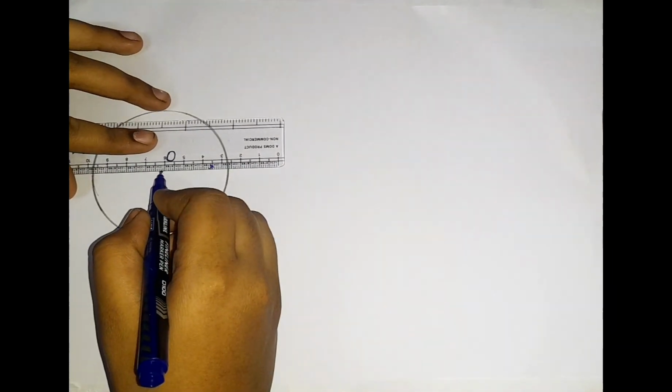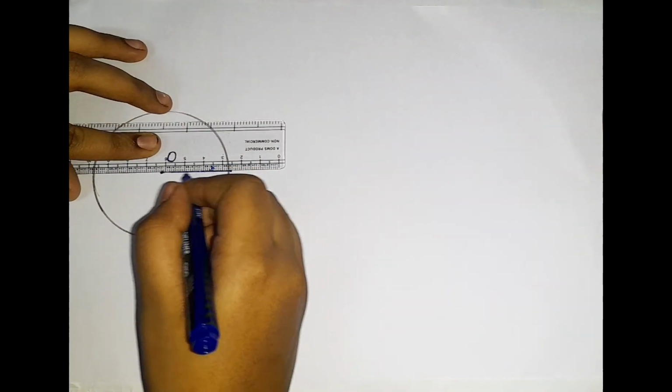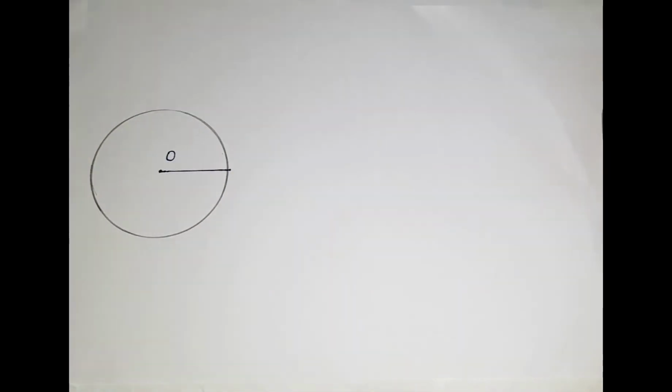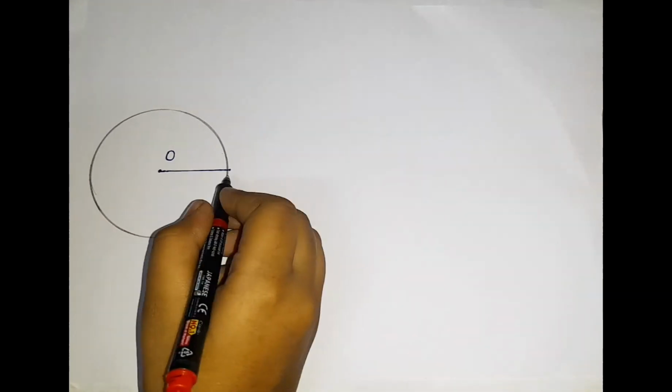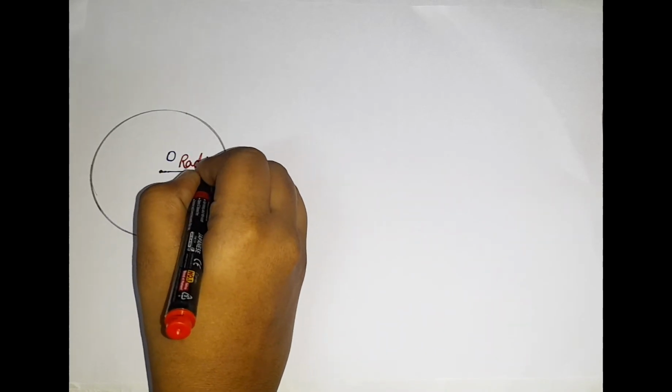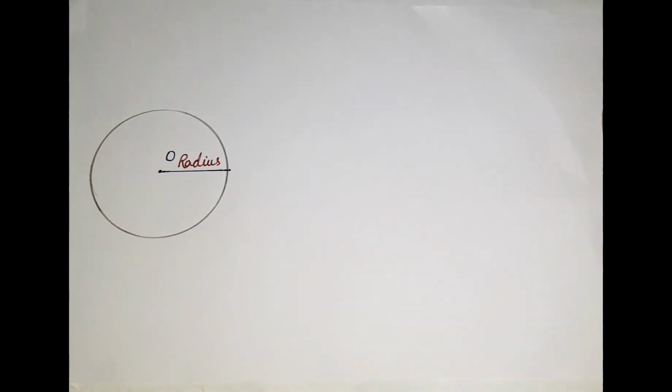Radius means, here from this O, from O to the end of the circle, if we join, this is known as a radius. The exact definition of radius is half of the diameter. You might be wondering what the diameter is. I'll explain the diameter, then you will get to know the meaning of radius. So this half of a diameter is known as radius.